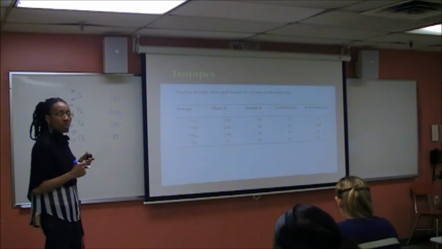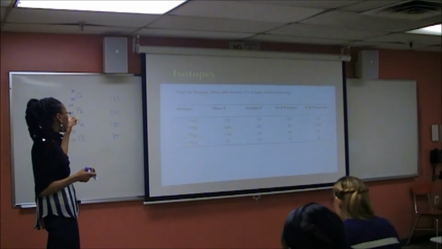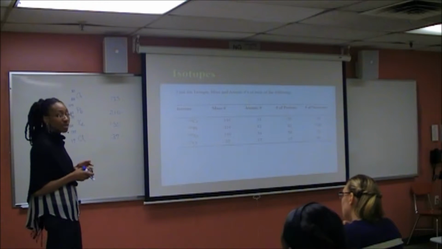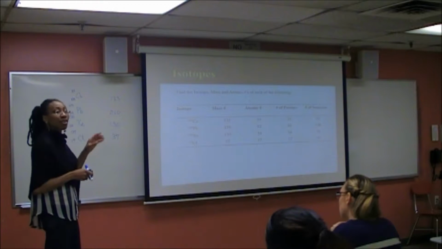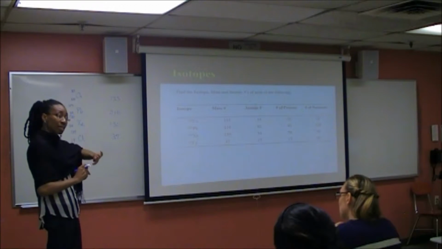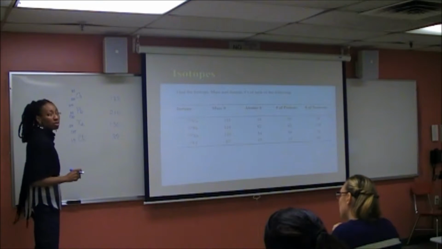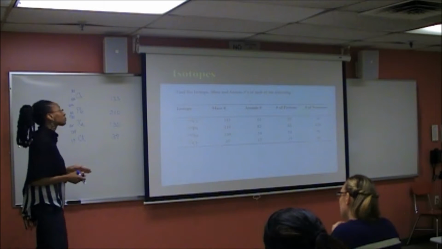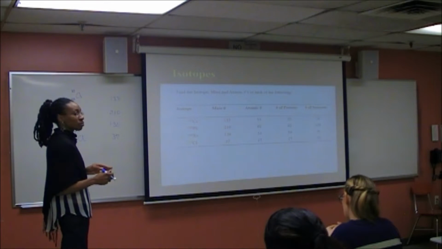Tell me, is it always mass on the top and atomic number on the bottom? When you're writing your isotope symbols, yes. Because on the periodic table it's the reverse. Right, that's on the periodic table. This is your isotope symbol, something different.